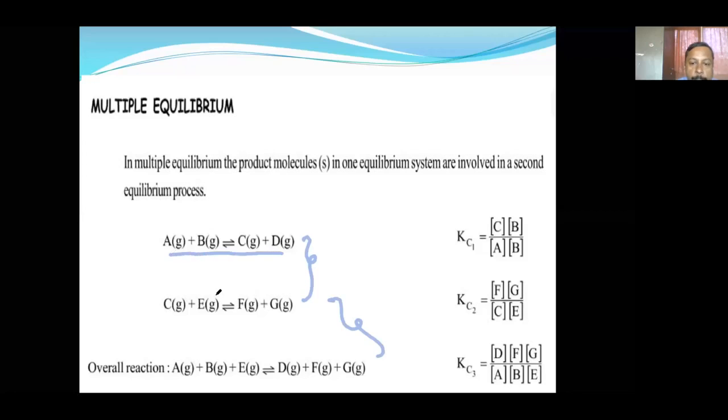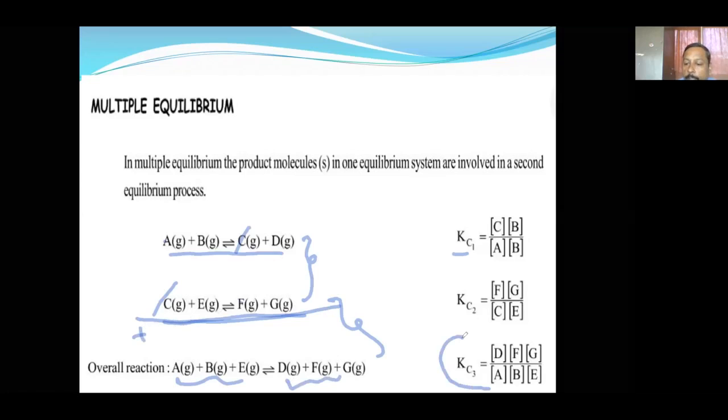Suppose this is one equilibrium, for this Kc1. This is another equilibrium, for this Kc2. So when I add these two, C and C will get cancelled. E will not get cancelled. A, B and E are the reactants, and F, G and D are the products. So when two equilibrium equations are added, their equilibrium constants will be multiplied. When you multiply these two, this C will get cancelled. Final answer will be this one. FG.